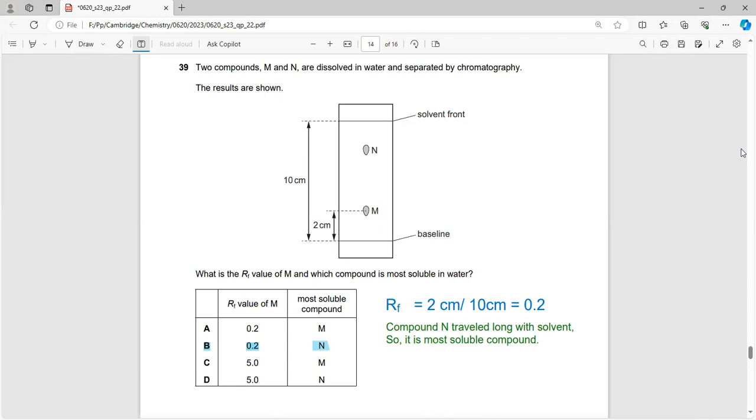What about compound N? It moved further than M, so it has higher solubility in the given solvent. That's why the correct option is B: the retention factor is 0.2 and the most soluble compound is N. And why? Because it moved a longer distance.